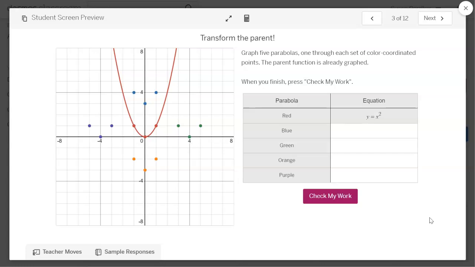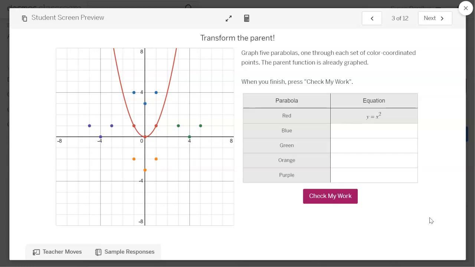And now is where it gets started. So we're going to transform this graph, and I would definitely not give them any help at first. Give them a lot of time to kind of play with this and see if they can remember how to make these parabolas translate left, right, up, and down.